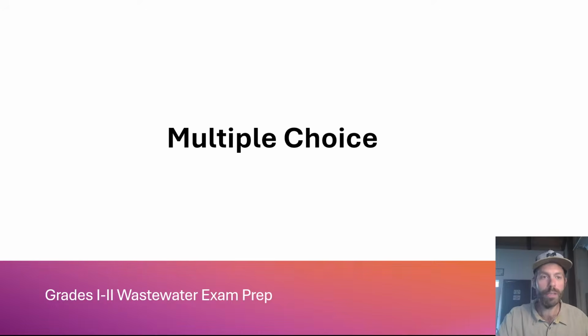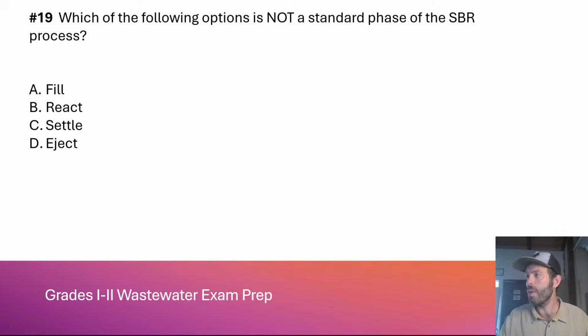Okay, let's move on to multiple choice. That was a good little exercise to get you warmed up. True, false, at least in California, is always first. And it is a good warm-up to the next segment. So multiple choice. Which of the following options is not a standard phase of an SBR process? A, fill, B, react, C, settle, D, eject. Which of the following options is not a standard phase of the SBR process? A, B, C, or D, fill, react, settle, or eject?